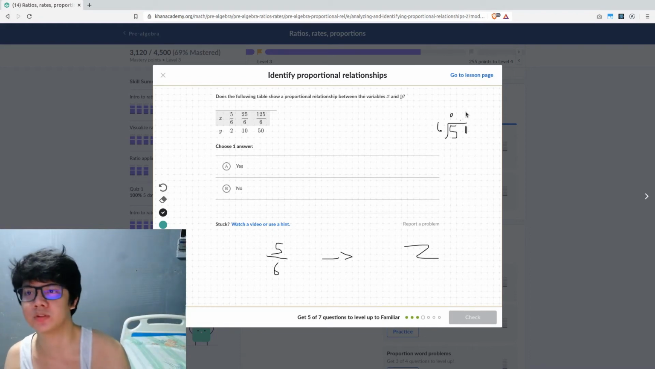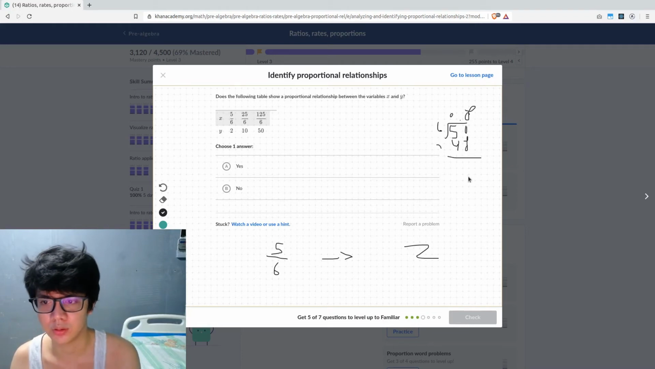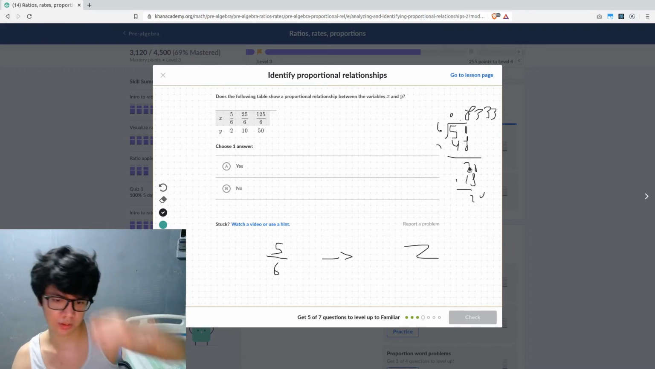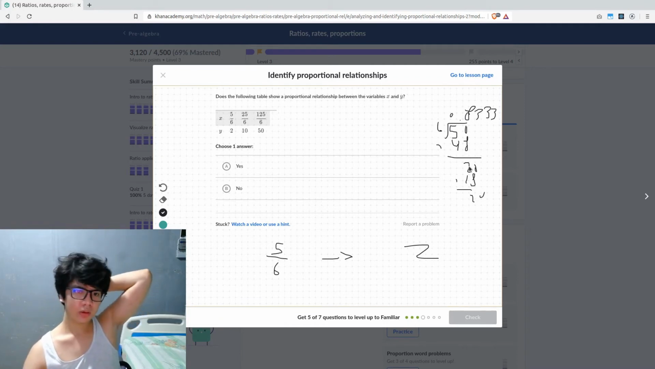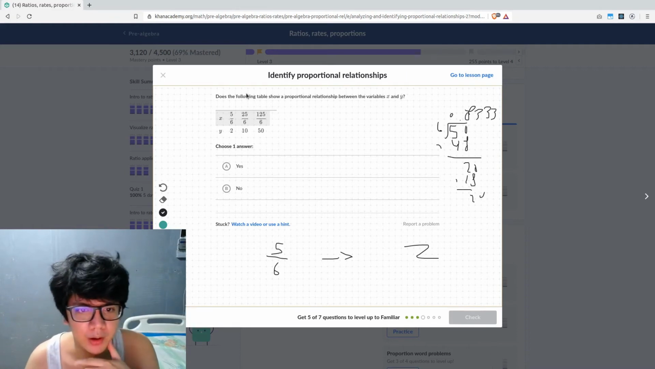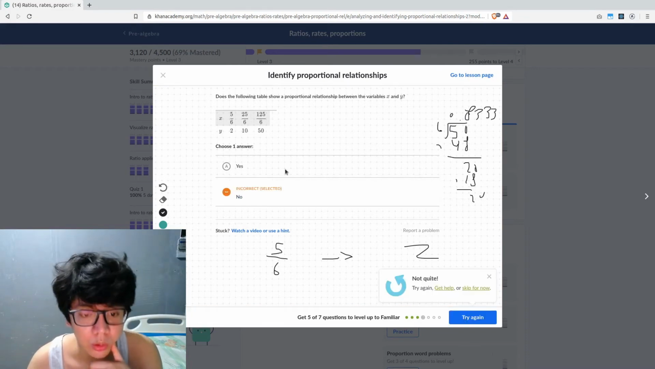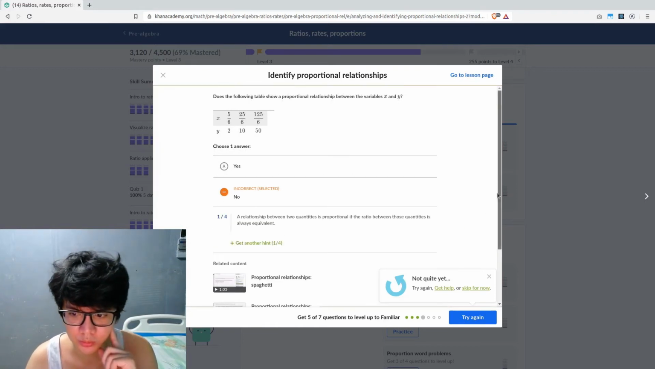6 times 8 is 48. We get 20, 3, 18. Okay, so that's an amount that we get. This looks like no though. There's this thing right here. Oh man, let's see how we do this.